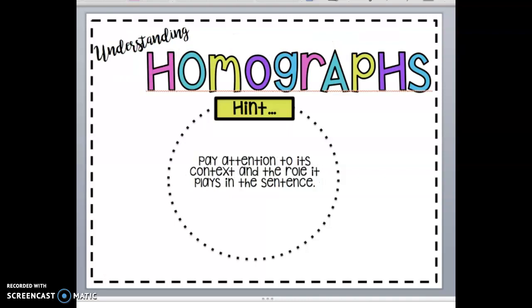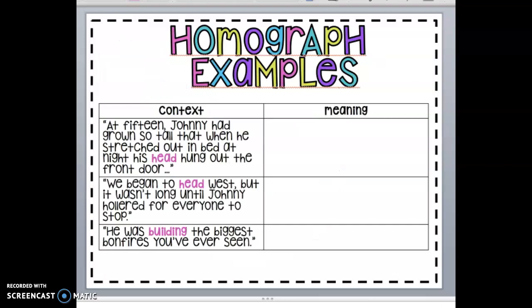Now, let's talk about a hint that's going to help you understand homographs. This is super, super important because it will definitely help you determine the meaning of a homograph in a sentence. So here's my little hint to you. You are going to want to pay close attention to the context and the role that the word plays in the sentence. So if you have a homograph, a word that is spelled the same, but it has different meanings, you're going to pay attention to the context. The context has to do with the words that are surrounding the homograph. Okay? Now, let's take a look at some examples.